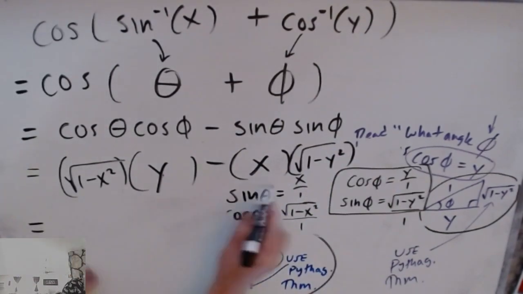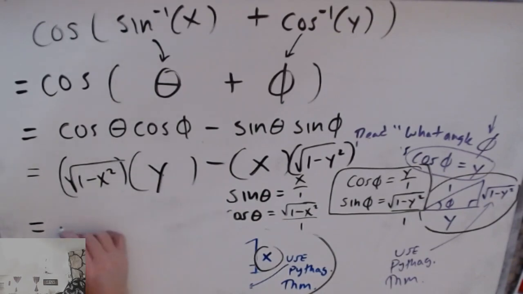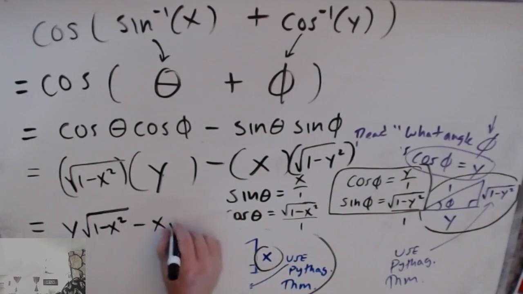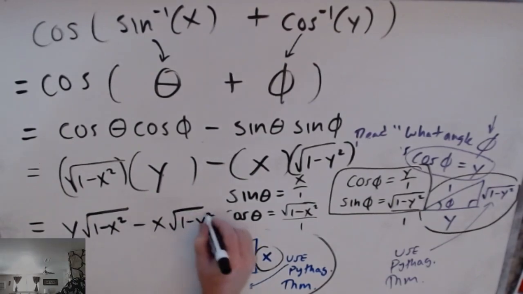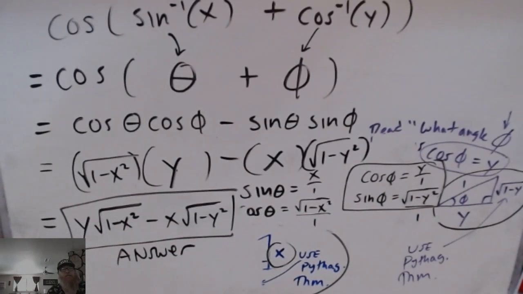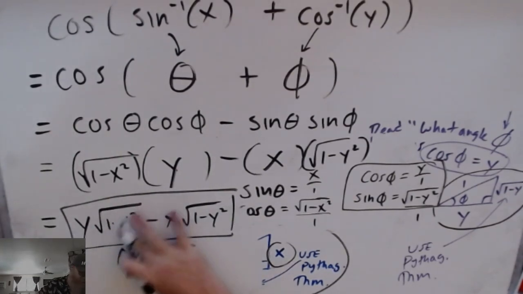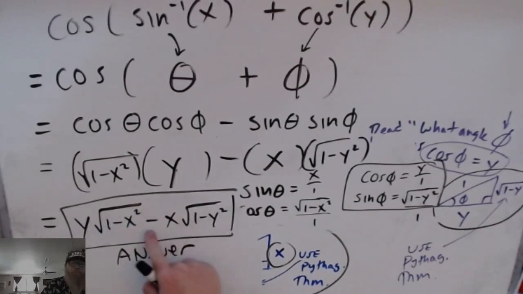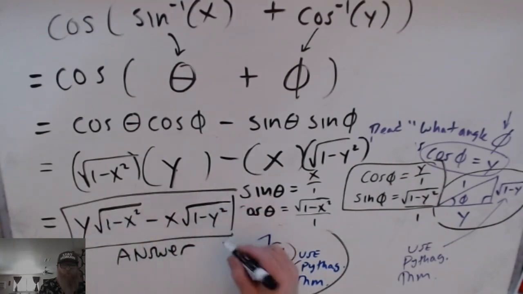I like to simplify this a little bit. Just get rid of the parentheses. And that's about it. That would be your answer. So the answer is y times the square root of 1 minus x squared minus x times the square root of 1 minus y squared.